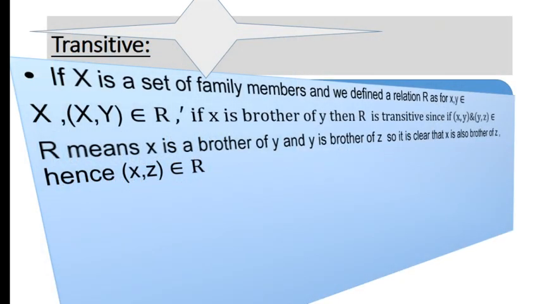Next, transitive relation. Consider the relation R and consider set X. Set X is a set of family members. The relation is defined on this set X: the ordered pair (x, y) belongs to R, x is related to y, if x is brother of y. Is this relation transitive or not? See, x is related to y means x is brother of y, and y is related to z means y is brother of z. x is brother of y and y is brother of z implies x is also brother of z. Hence, this relation is called transitive relation.